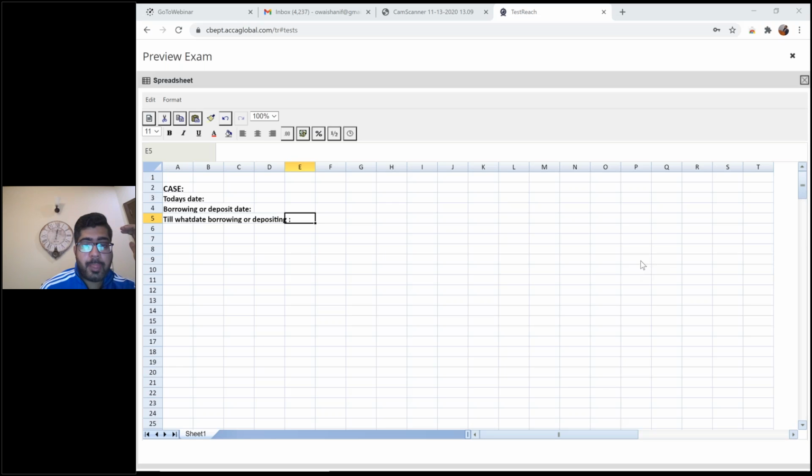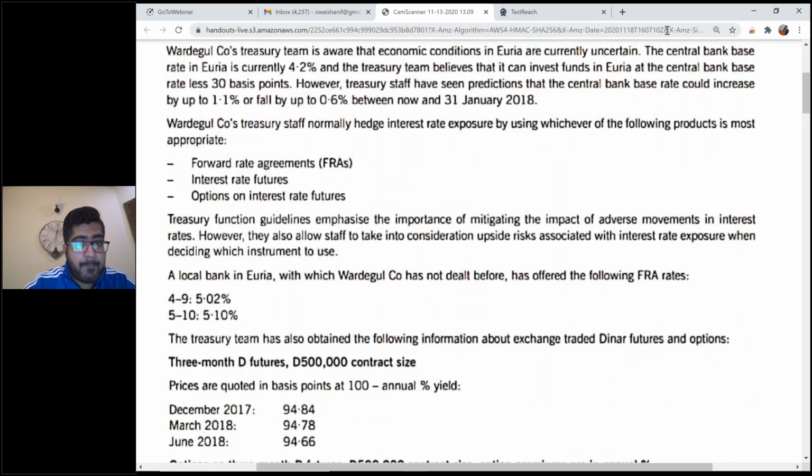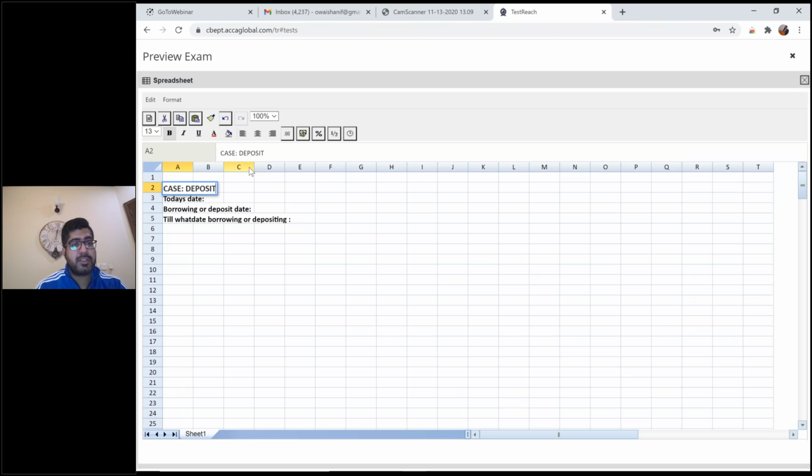First, we need to note what is the case, borrowing or depositing. So let's search for that. Look at the second paragraph. Assume it is now 1st October 2017 and Central Treasury Function has just received information about a future transaction by a newly acquired subsidiary in Urea, where the local currency is dinar. The subsidiary expects to receive dinar 27 million on 31st January 2018. It wants this money to be invested, deposited, most probably for 5 months. So the case is of deposit.